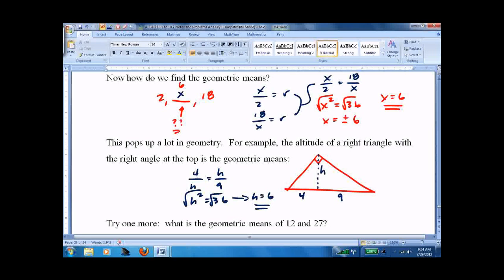Don't need to know this till we get to geometry, which will be sooner than you think, but it's a nice little concept that similar triangles lead us into. A right triangle leads us into geometric means. This actually all ties into the Pythagorean theorem, but we'll get there soon enough.